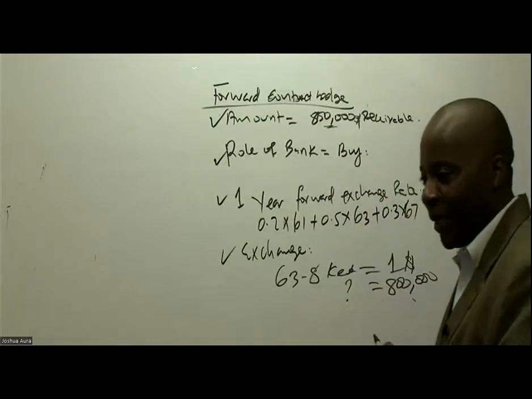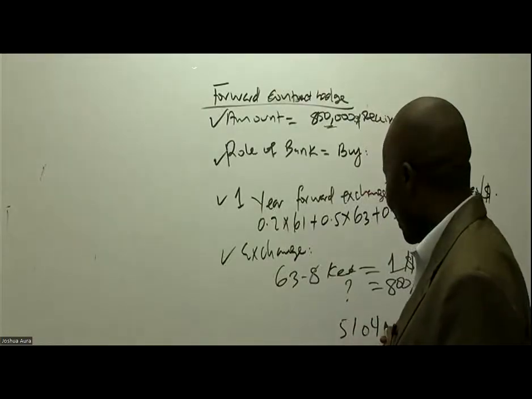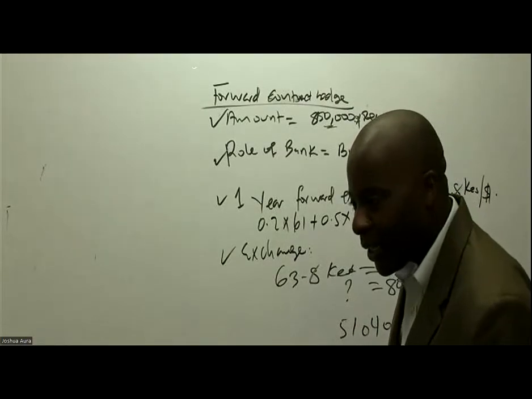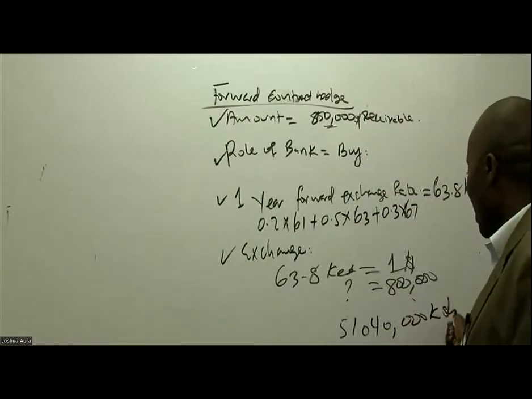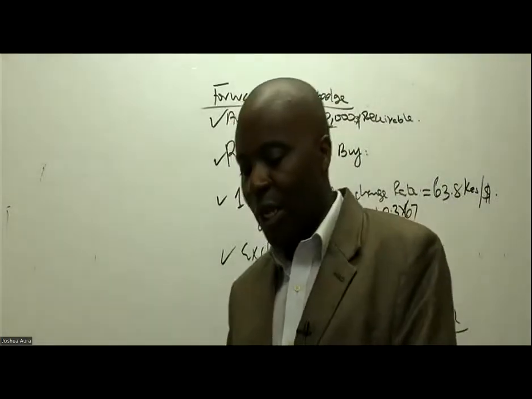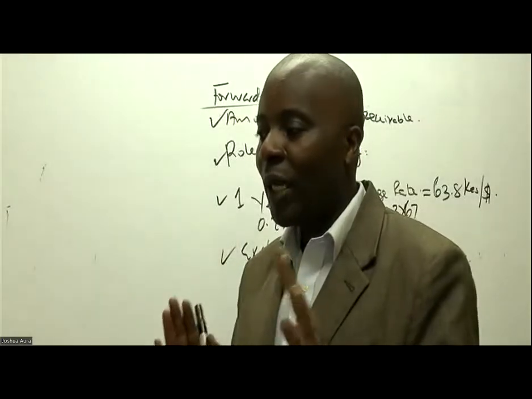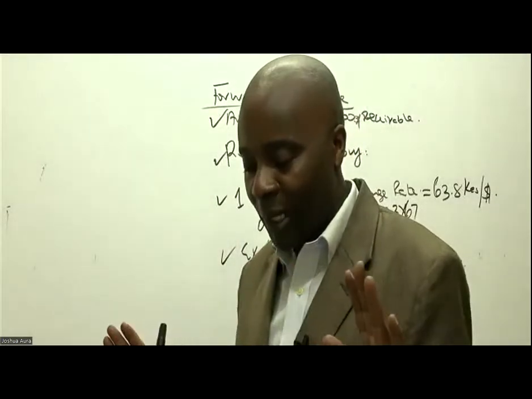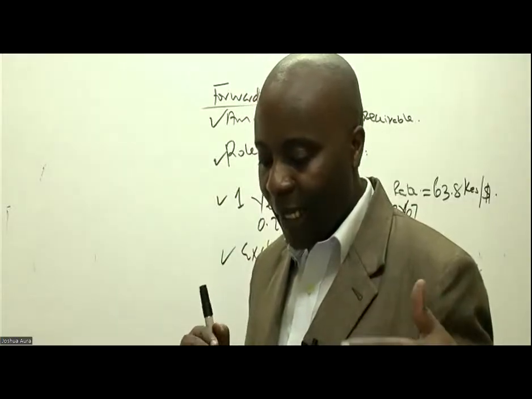You get this calculation, which is 5,104,000 Kenya shillings. The only thing you guys never said is that these are Kenya shillings. Many students don't even start working on this question; when they hear this they get completely confused. But I have now done the first one, which is the forward market hedge.